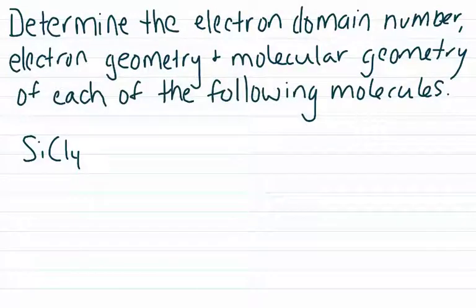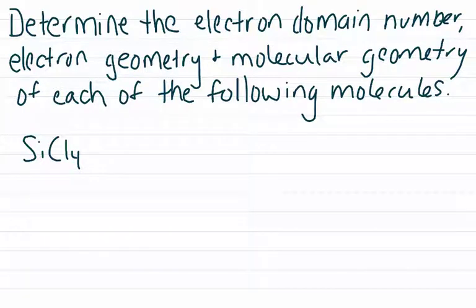Once we've drawn the Lewis structure of a molecule, we can determine its geometry. And its geometry is really important for how it acts and how it reacts as well. So the first step to determining the molecular geometry is to determine its electron geometry. To find that, it's helpful to find the electron domain number. And to find that, you need to have the Lewis structure.